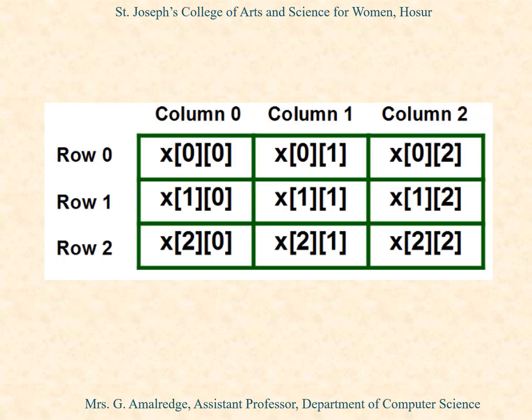This is the pictorial representation of a two-dimensional array. In this two-dimensional array, it contains rows 0 to 2 and columns 0 to 2. So this is a 3 by 3 two-dimensional array.